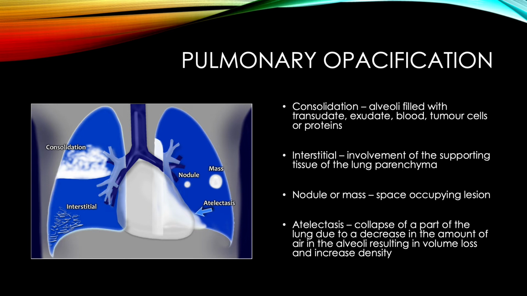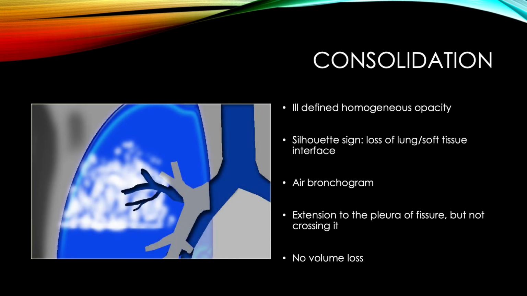Pneumonia is by far the most common cause of consolidation. The disease usually starts within the alveoli and spreads from one alveolus to another. When it reaches a fissure, the spread stops there. The key findings on the X-ray are ill-defined homogeneous opacity obscuring vessels, silhouette sign, extension to the pleura or fissure, but not crossing it, and no volume loss.